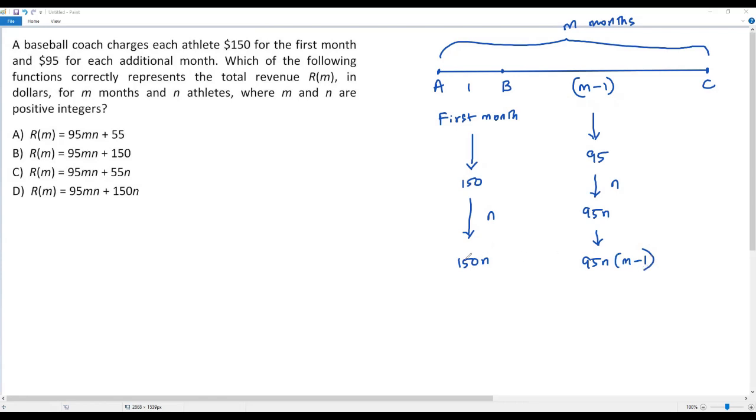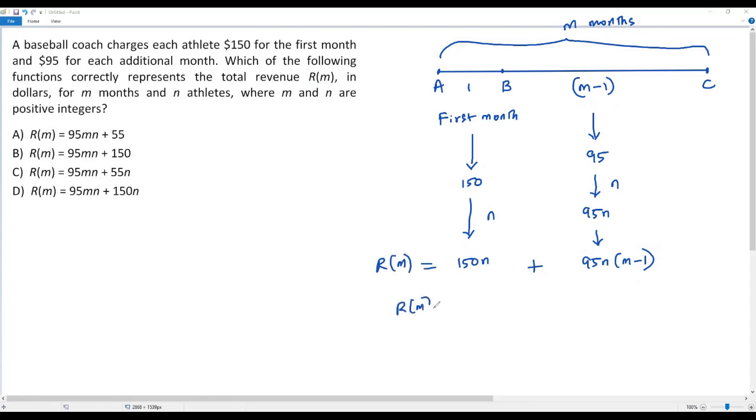Okay, here I got the amount is charging for n number of athletes for the first month, that is 150 times n. And the amount is charging for m negative 1 number of additional months for n athletes, that is 95 times n times m negative 1. When we add them, we get the total revenue, that is R of m. Okay, now let's do some simplification over here.